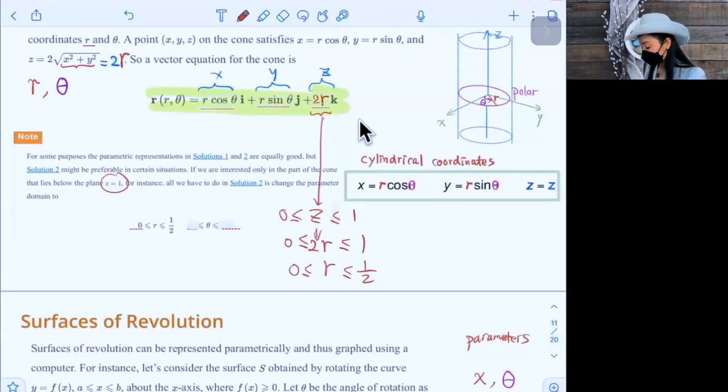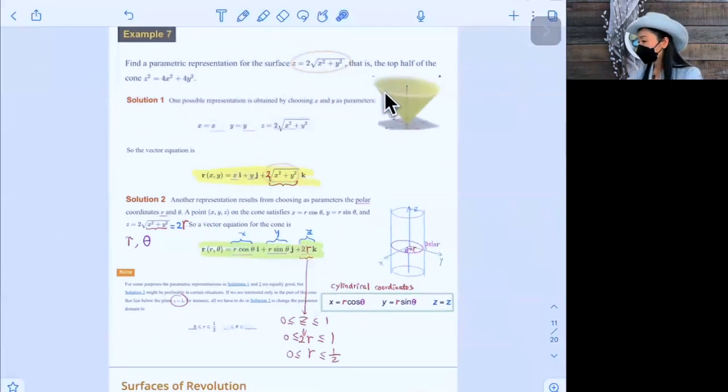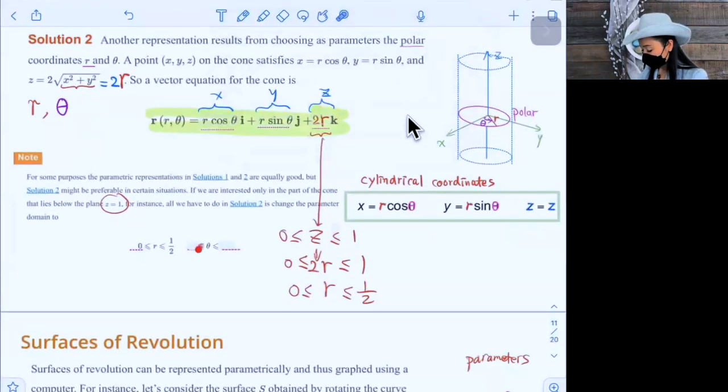What about theta? Theta goes from what to where? Looking at the cone over here, theta goes from 0 to 2 pi. Yeah, you got it. 0 to 2 pi. Okay, all right.